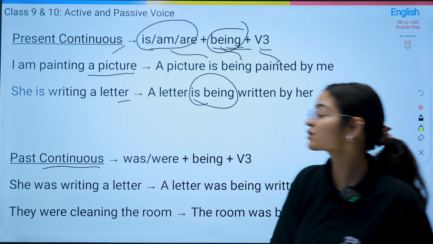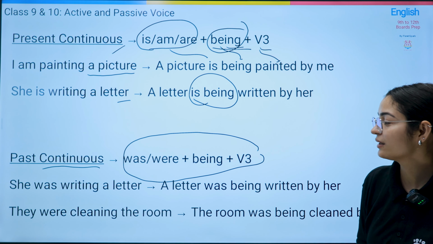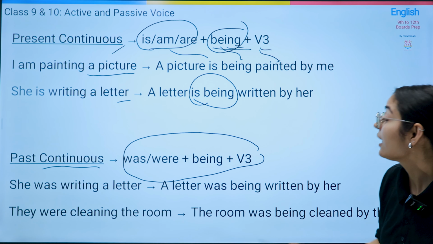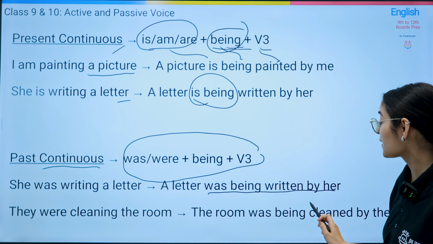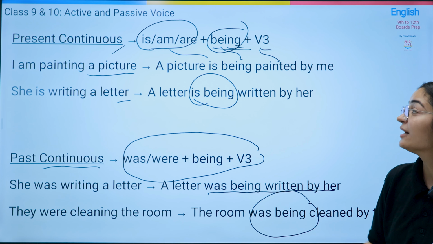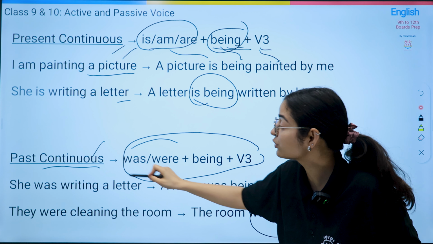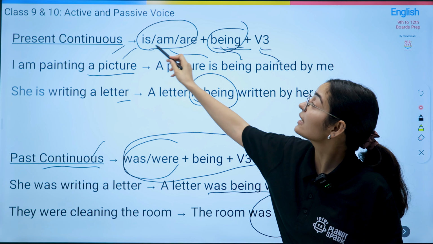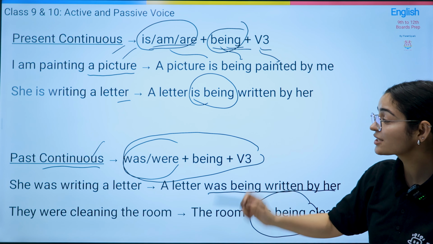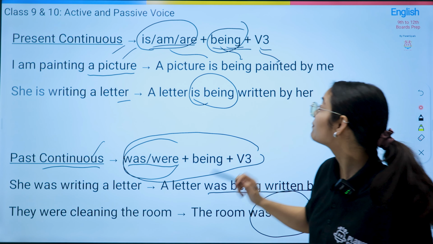The fourth here is past continuous. The structure is was, were plus being plus the third form. She was writing a letter. A letter was being written by her. They were cleaning the room. The room was being cleaned by them, right? So now the only difference between present continuous and past continuous is the helping verb that you're using. In present continuous, when you're changing the sentence from active to passive, you have to use is, am, are, any of these helping verbs. And for past continuous, it should be was or were, any one of these helping verbs, and the rest remains the same, which is being plus the third form of verb.